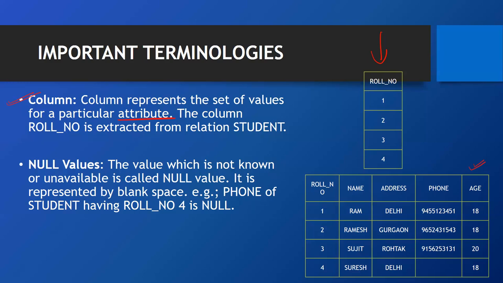Then we have null values. Now, what is a null value? The value which is not known or unavailable is called a null value. It is represented by blank space. Example, the phone number of a student having roll number 4 is null. So basically, if nothing is there, then we will call it a null.